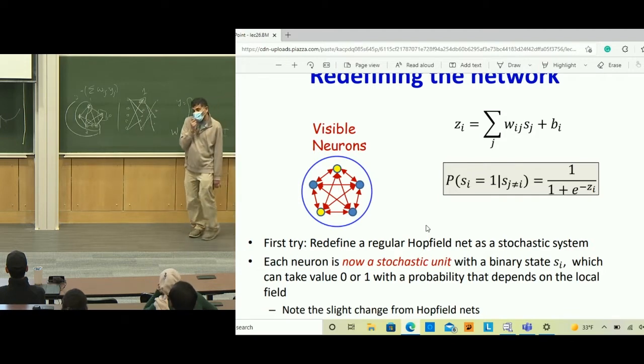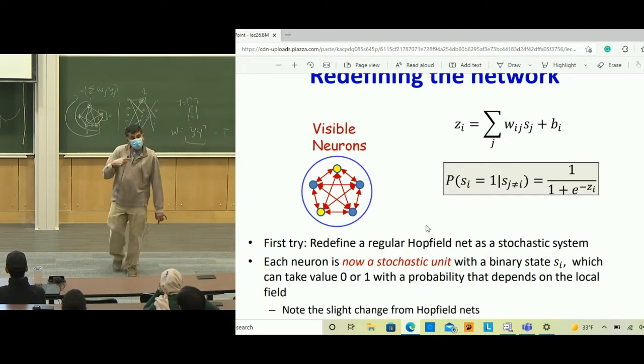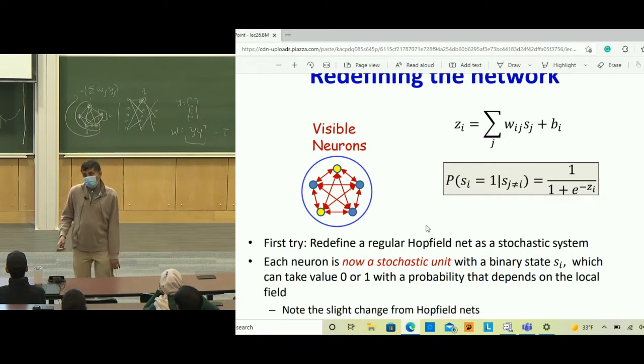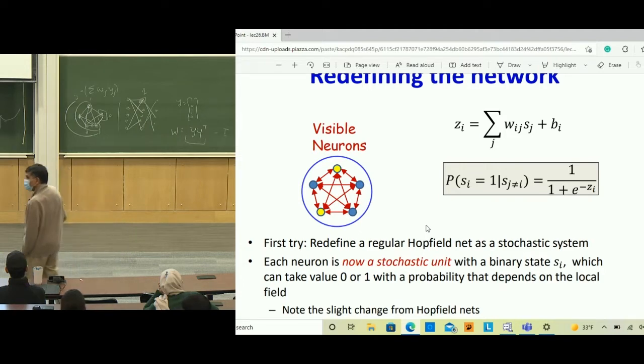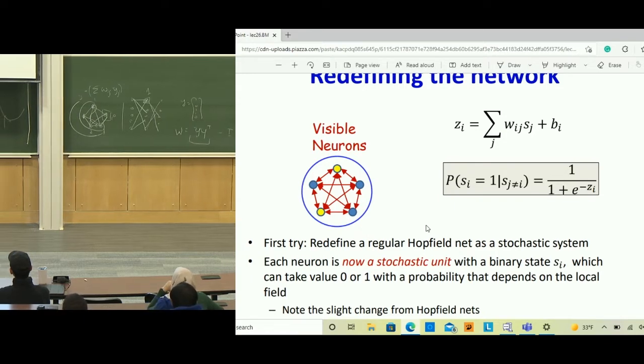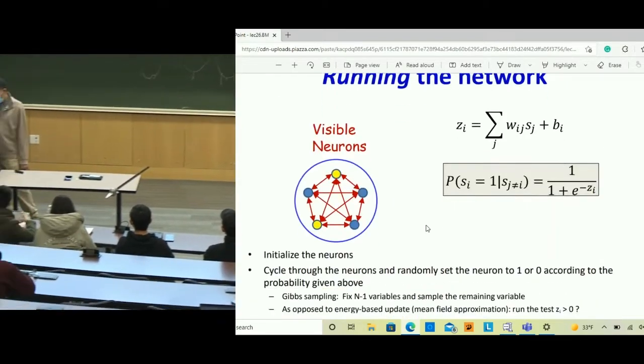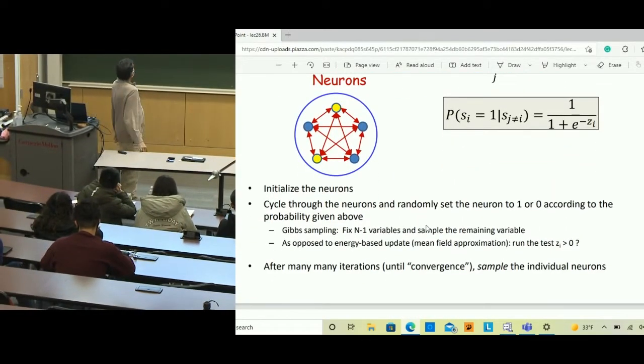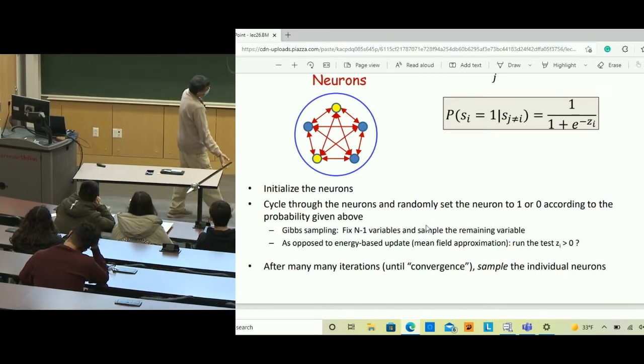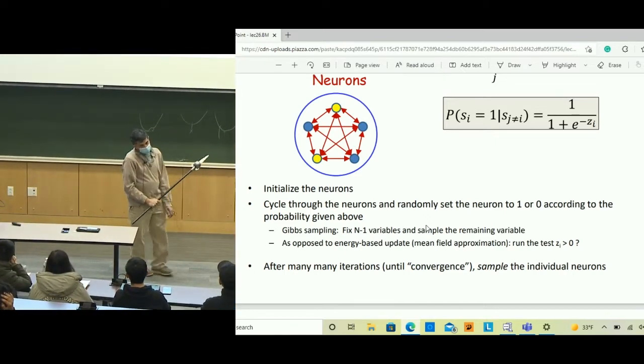So instead of deterministically using a threshold to say I'm going to set it to 1 if the weighted sum of inputs is positive and 0 otherwise, all you're going to do is take the weighted sum of inputs and compute a probability with it by putting it through a logistic. I flip a coin according to that probability. If it turns up heads, I'm going to set the neuron to 1, otherwise I'm going to set it to 0. And if you use this process to go through the network, basically initialize the neurons, cycle through the neurons, and randomly set the neuron to either 1 or 0 according to the probability that you have over there.